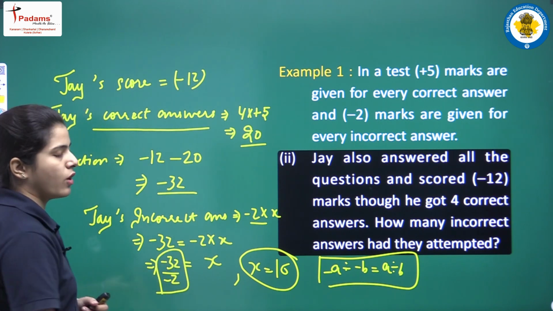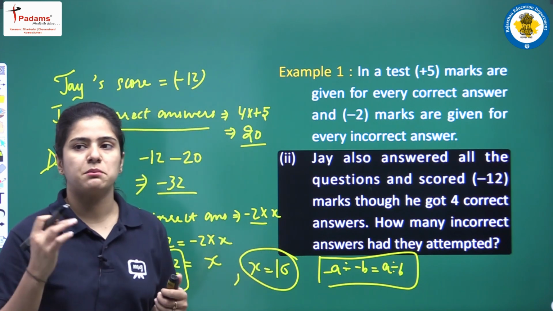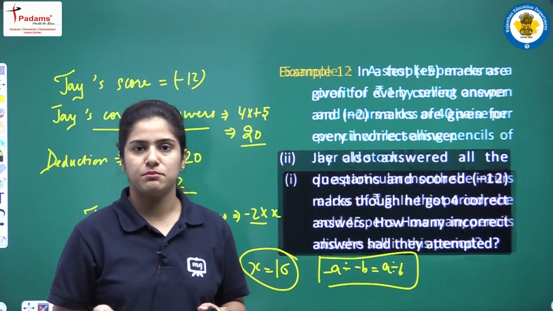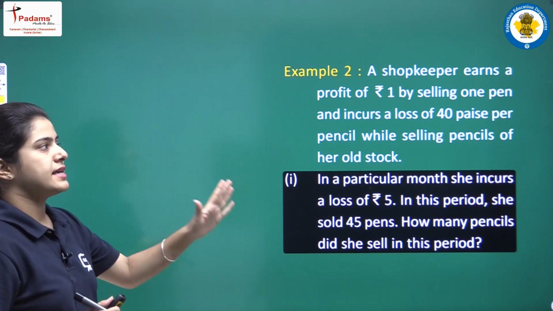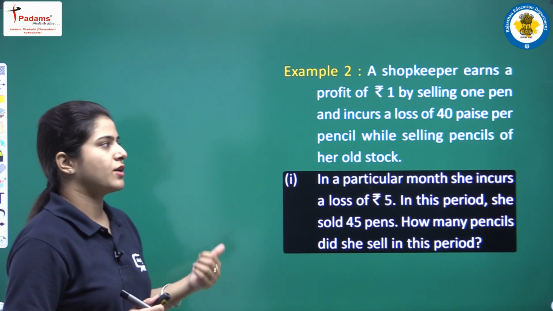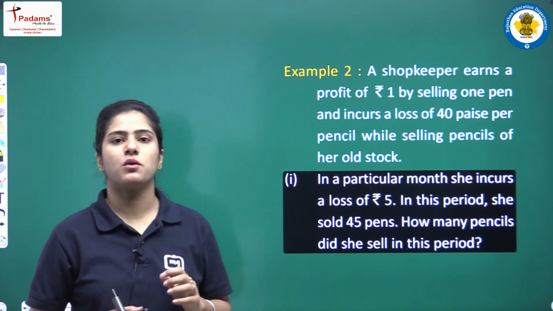Minus and minus will go off and the answer will be positive, okay students? So this was all about example number 1. We'll see the next example. A shopkeeper earns a profit of ₹1 by selling 1 pen and incurs a loss of 40 paise per pencil while selling pencils of her old stock.